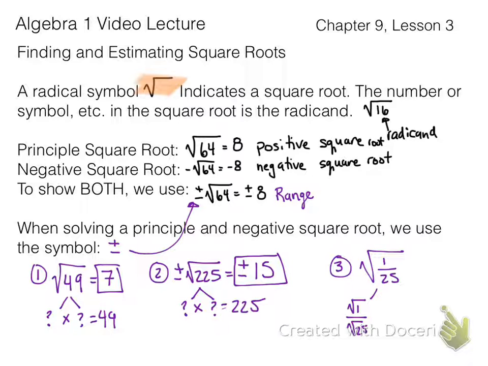So let's go ahead and take a look at this. What's the square root of 1? Well, 1 times 1 is 1. And then the square root of 25, 5 times 5 is 25. Therefore, it's basically 1/5. The square root of 1 over 25 is 1/5.